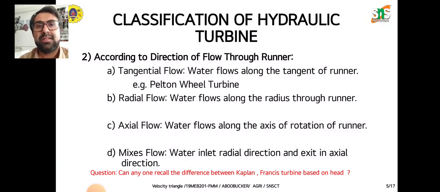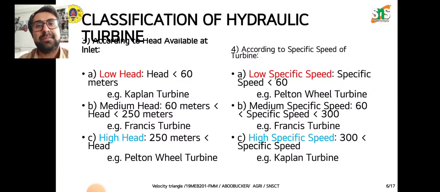Now, can anybody recall the difference between a Kaplan and a Francis turbine based on their heads? Last time the question was what was the difference basically. Now based on the heads, can anybody classify these two? Yes, based on heads, low head is below 60 meters, which is the Kaplan turbine. If it's between 60 to 250, it's the Francis turbine, medium head. And if the head goes above 250 meters, then it's a high head turbine, which is the Pelton wheel turbine.